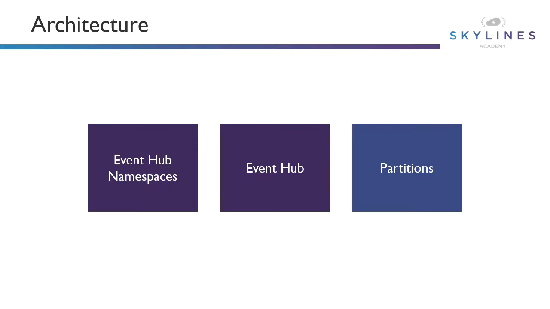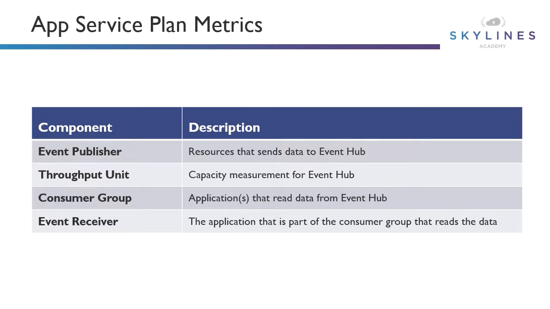The more partitions you have, the greater scale your event hub has. You can define between 2 and 32 partitions when you create your event hub, and this cannot be changed after it is created. Let's look at the terms used within Event Hub.